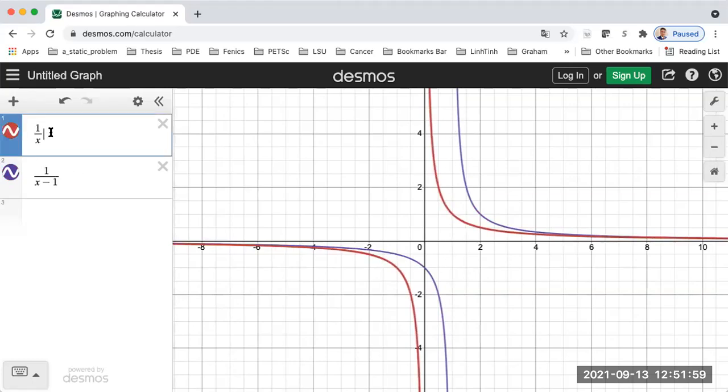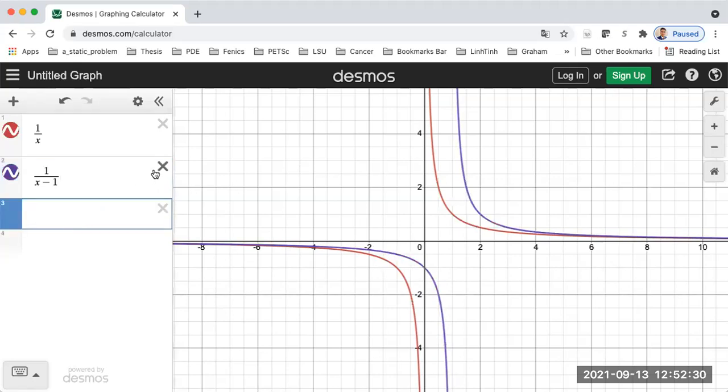Originally, the function 1 over x is undefined at x equal to 0. In the second function, it is now undefined at what? At 1, right? And it is shifted to the right 1 unit. Okay, very interesting properties. Just play with this, then you understand how a function is shifted here.